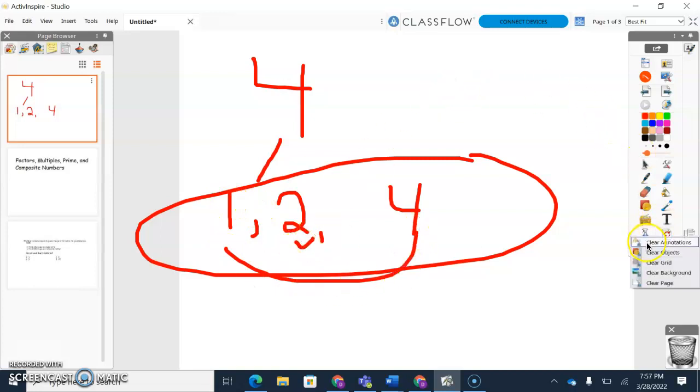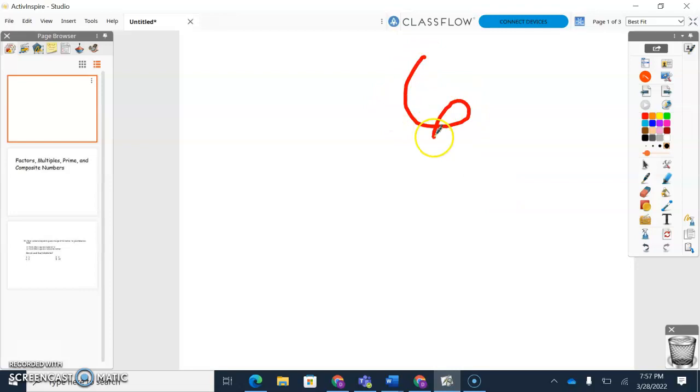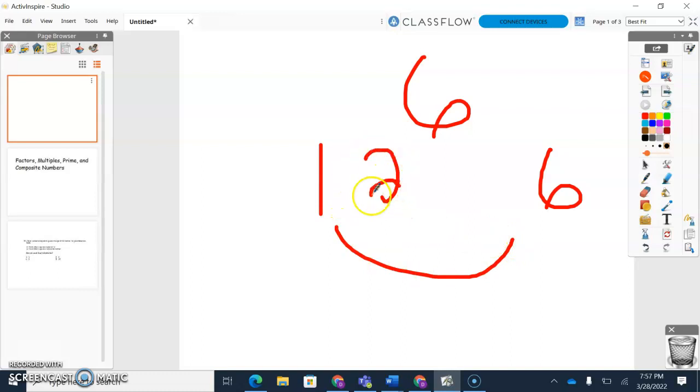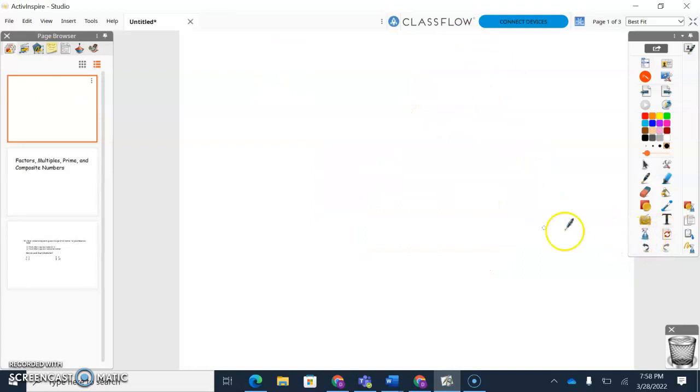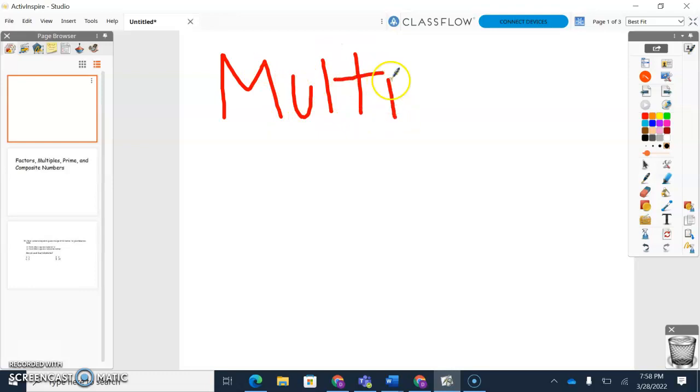So if I say, what are my factors of 6? The first one, you're going to say 1 times 6. And what else? Good, 2 times 3. These are all factors to get to 6, all right? So when you're looking at factors, you're looking at two numbers you multiply to get to that number. Those are factors.